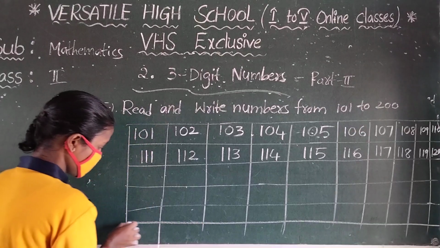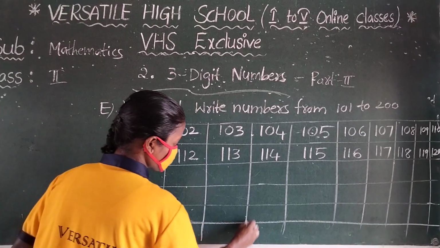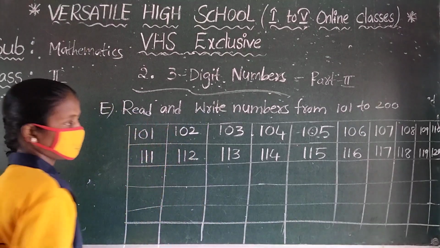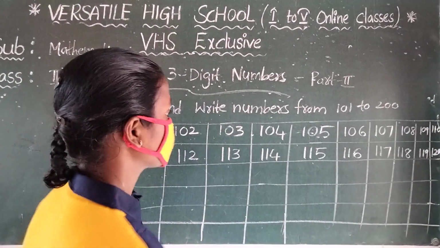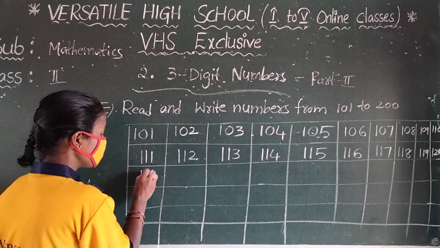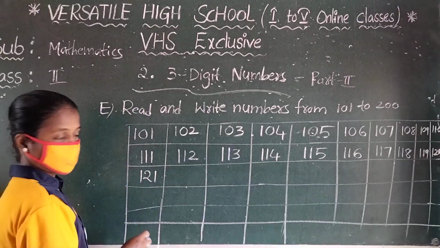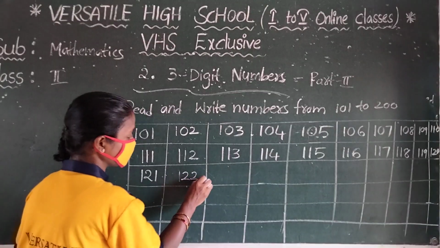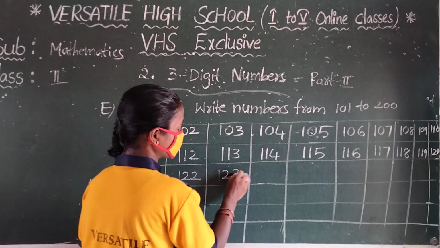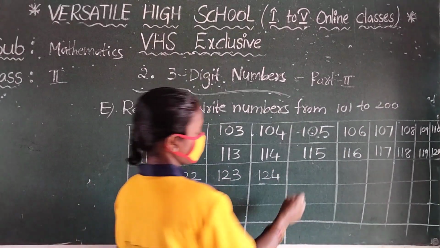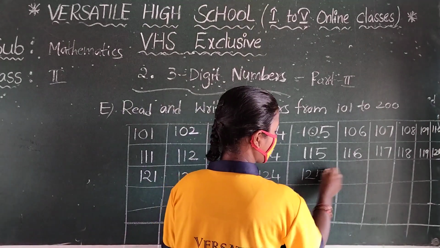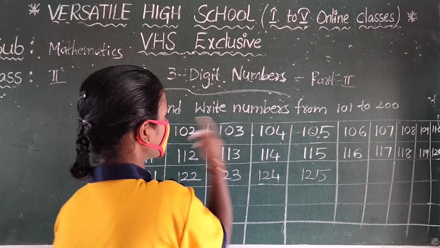Okay, children? So first you observe from the textbook. If you do not have the textbook, purchase the book from our school. So after 120, 121, 122, 123, 124, 125. Read and write.